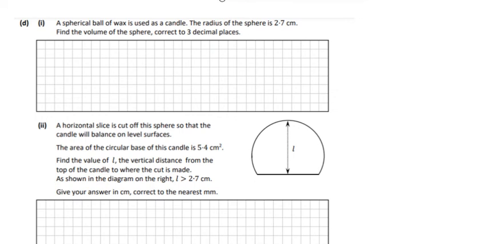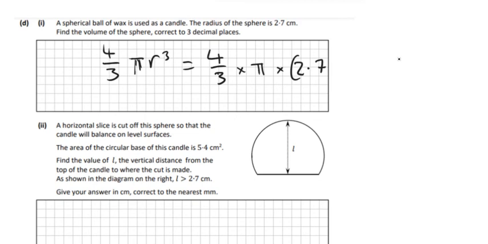So part D then, the first part's simple enough. It's just a sphere, so 4 over 3 pi r cubed. That's just the formula from your log tables. Again, that's how you work out the volume of a sphere. So 4 over 3 times pi times the radius, which is 2.7, and we have to cube that as well. So we should get 82.448 centimeters cubed. So let's just put that into the calculator then.